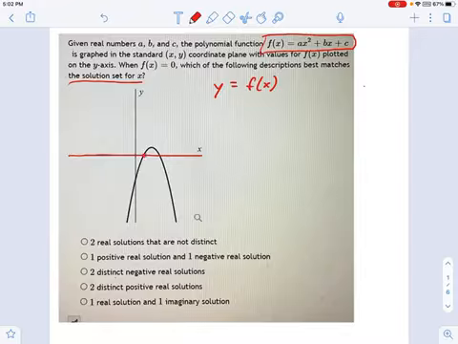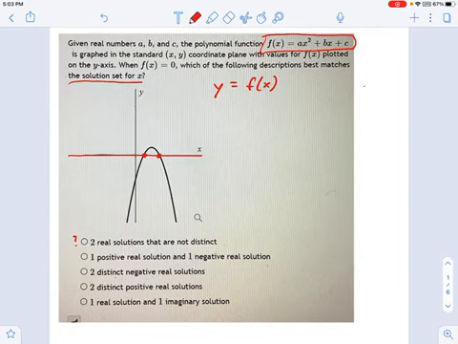Well, here they are. There's one, there's one. Those dots are the solution set for x. So which one of these descriptions down here matches them? Well, two real solutions that are not distinct. That sounds kind of close. Let's put a question mark near that.